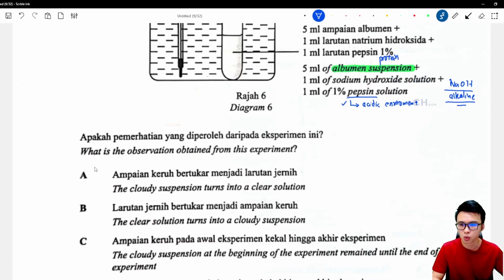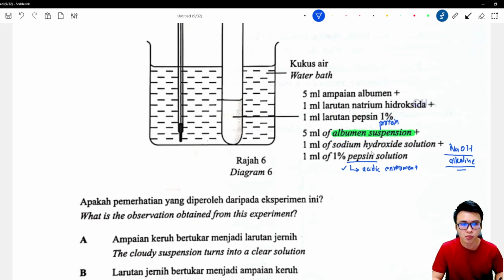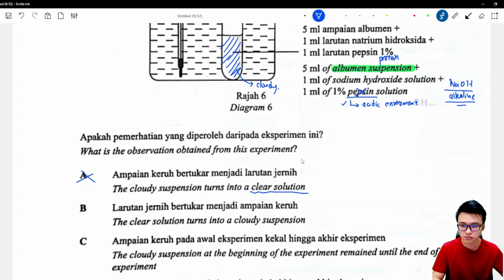We look at the questions here. What is the observation obtained from the experiment? The cloudy suspension turned into a clear solution. Alright, so guys, albumin suspension now is not a clear solution. It is a cloudy solution, and it will not turn clear if the pepsin is not working. We just assume the pepsin is not working right now, so it will not turn into a clear solution. So option A is wrong.